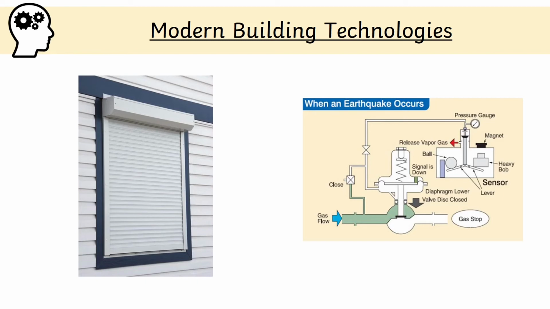Automatic shutters can be added onto buildings, which come down over the windows when shaking is detected by sensors within the buildings. This stops glass from shattering, which could cause damage to people below the building.